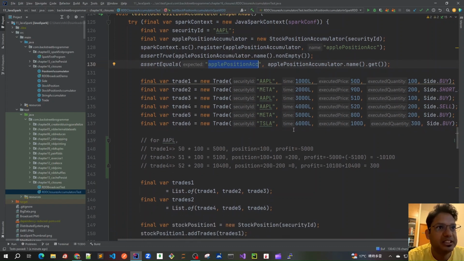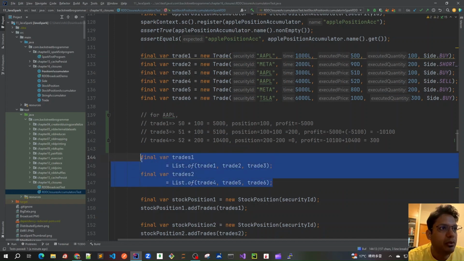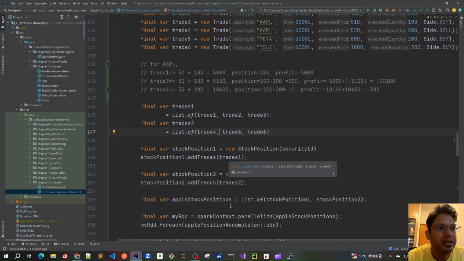Now we have got a set of 6 trades. 3 of them are for Apple, others are for other securities, which we are not monitoring right now, but we can create it later on if needed. For Apple, we already did the calculations that after trade 4, the position should be 0 and the profit should be 300. So what I've done is I just try to mimic it, because the first bunch of trades that we get at time from 1000 to 3000, just like a long variable, we got 2 sets of trades, 3 each, and then we create the stock position out of that for the same security ID for Apple, and then we add trades.